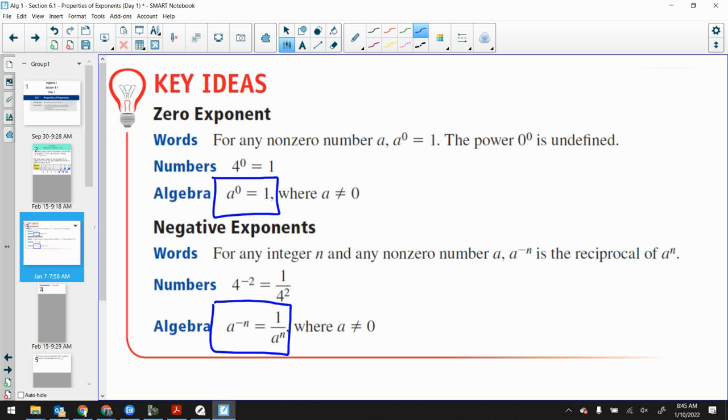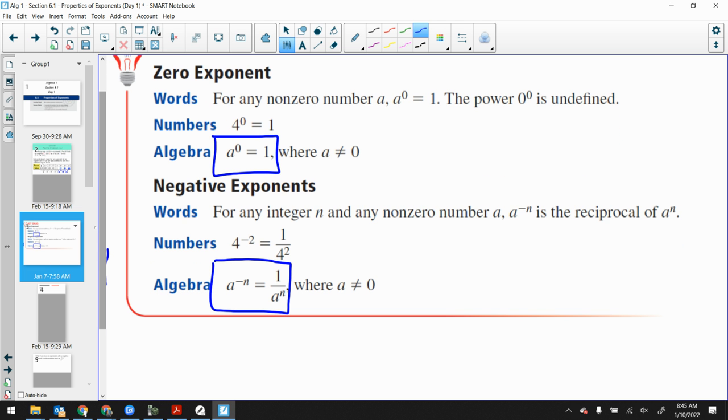20 to the 0 power, 1. 5x to the 7th to the 0 power, 1. Mr. Laverick to the 0 power, 1. X to the 0 power, 1. Anything non-zero raised to the 0 power is 1. Now, for any negative exponent, again, negative exponents do not mean negative numbers.